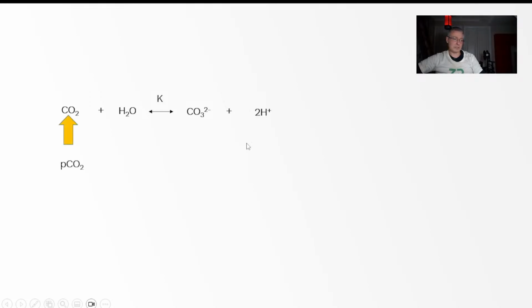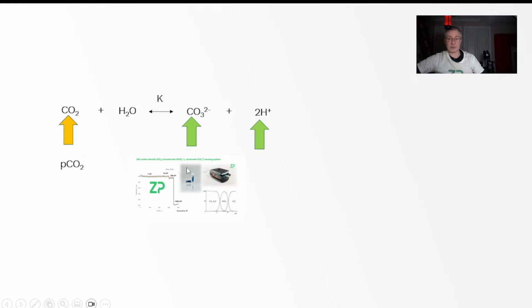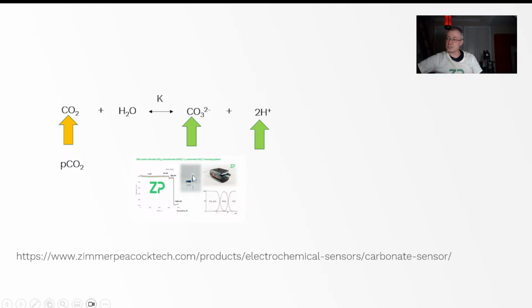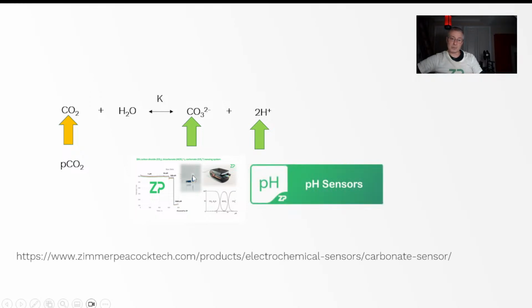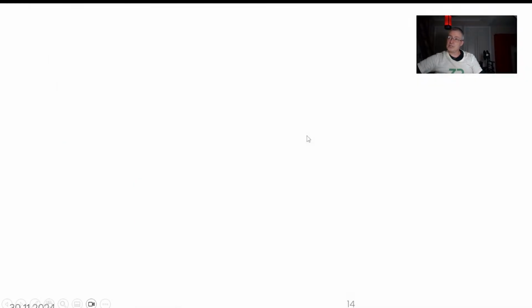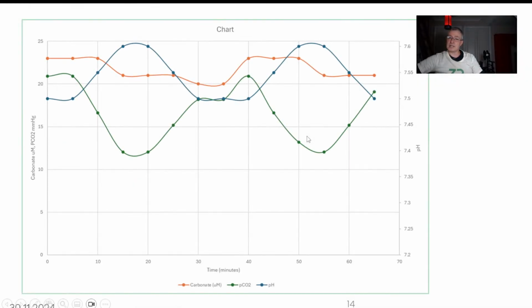People want to know the PCO2. I say people, clinicians are quite keen to know what the PCO2 is, but the things that we find easiest to measure at ZP are the carbonate and the pH. And by the way, we do now have a carbonate technology. It's on the website, and we've always had a pH sensor on the website as well. So how can I determine PCO2 from carbonate and pH? The quick answer is they are actually connected through that equation.